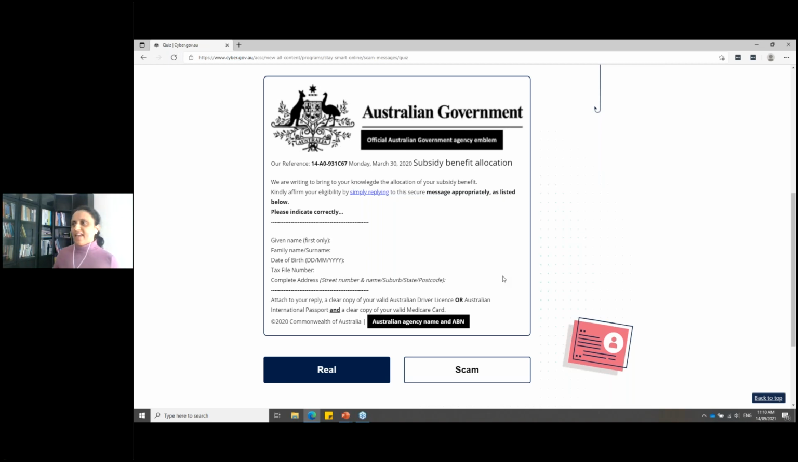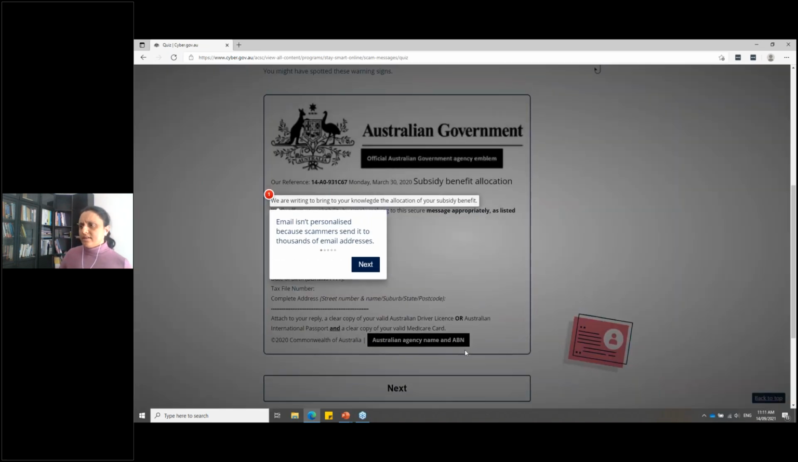Okay, firstly, I'd say Australian government asking me for details such as my tax file number in an email. That doesn't sound right. Looking at the email, there's no reference to me. It's just a generic email. There's a couple of typos there. It doesn't look right. They're also asking me to attach a copy of my driving license and my passport. I don't think so, not in response to an email. So I'm going to say that's a scam. So we step through.